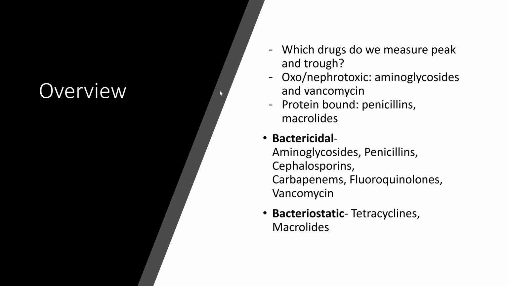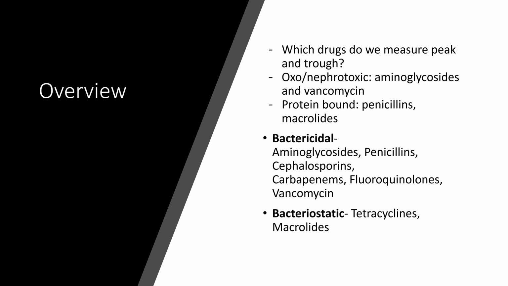So can anyone tell me which drugs we would measure peak and trough on? Or which drug is the most important to measure a peak and trough on? Yes, vancomycin. And along with that, vancomycin and the aminoglycosides are going to be your oto and nephrotoxic drugs. So you're going to really watch labs for the kidneys, and you're going to watch for hearing loss.